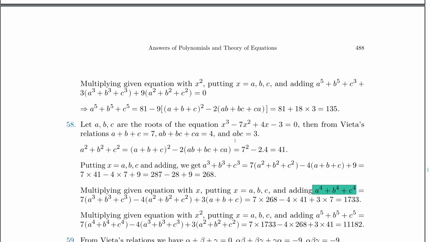And once we have that, what we do is we multiply by x square and we do the same thing for power 5, and we have this given result. So it was one step more than the previous problem.